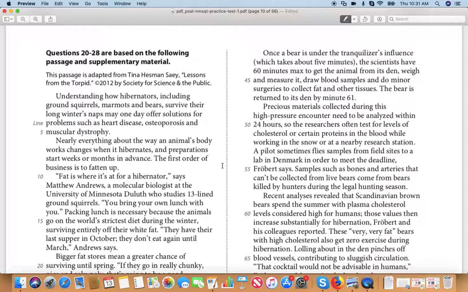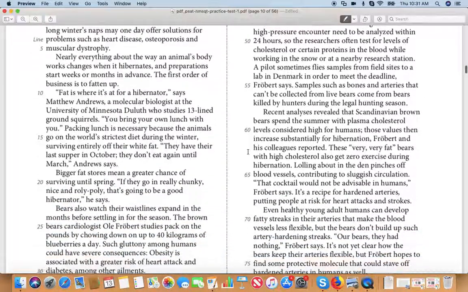Okay. Precious materials collected during this high-pressure encounter need to be analyzed within 24 hours, so the researchers often test for levels of cholesterol or certain proteins in the blood while working in the snow or at a nearby research station. A pilot sometimes flies samples from field sites to a lab in Denmark in order to meet the deadline, Frobert says. Samples such as bones and arteries that can't be collected from live bears come from bears killed by hunters during the legal hunting season.